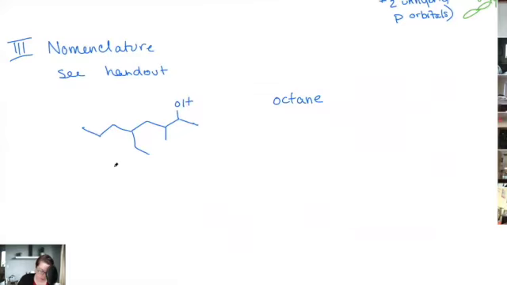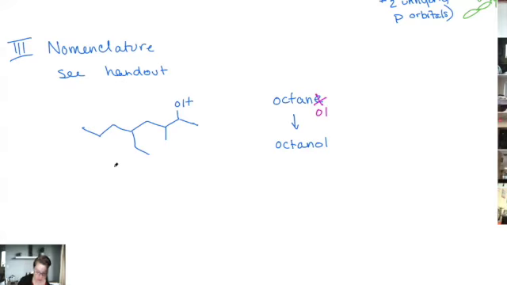Okay, so we're going to drop the E and add an OL. So now we are at octanol. Okay. So far, so good? All right. Now let's look for our numbering.